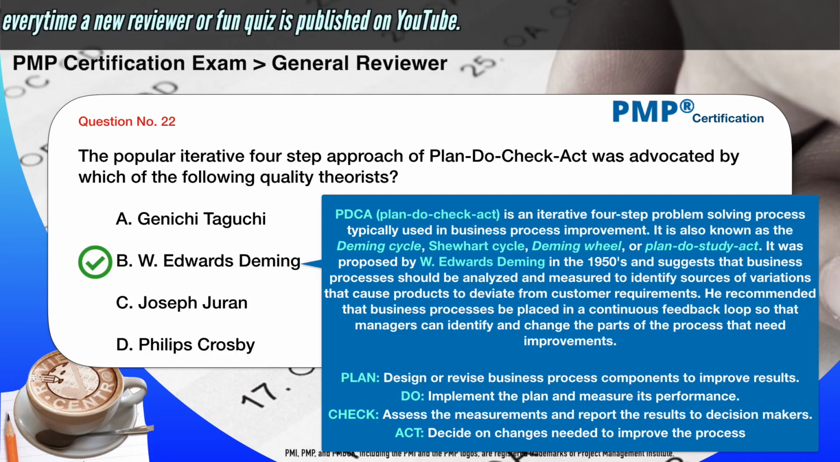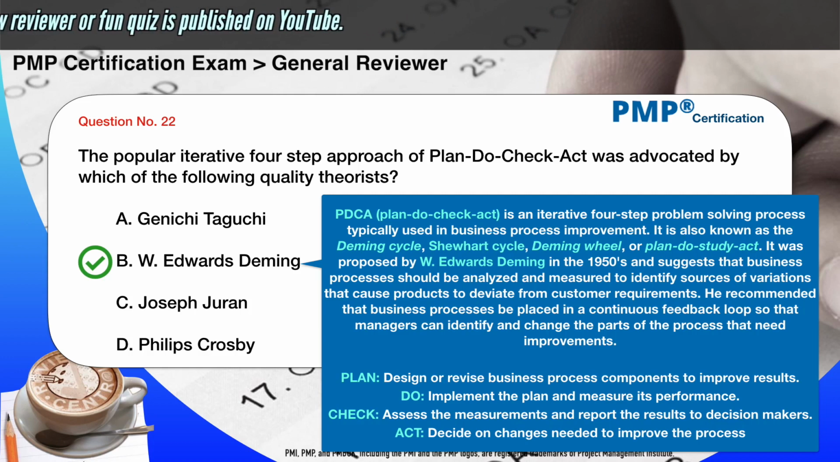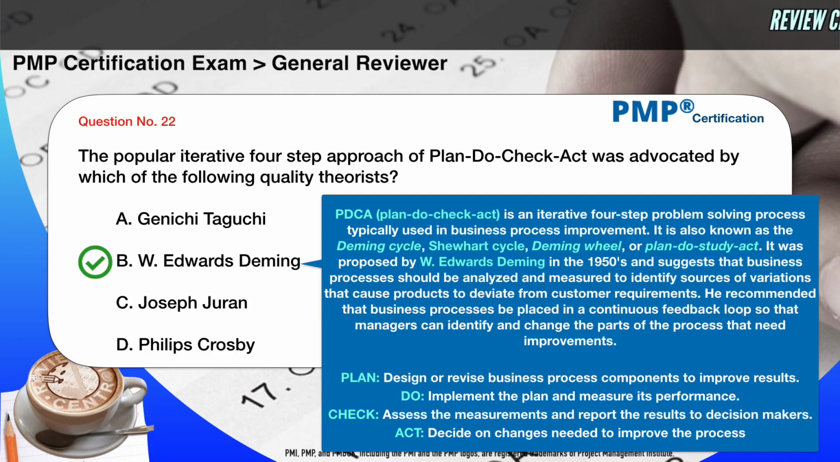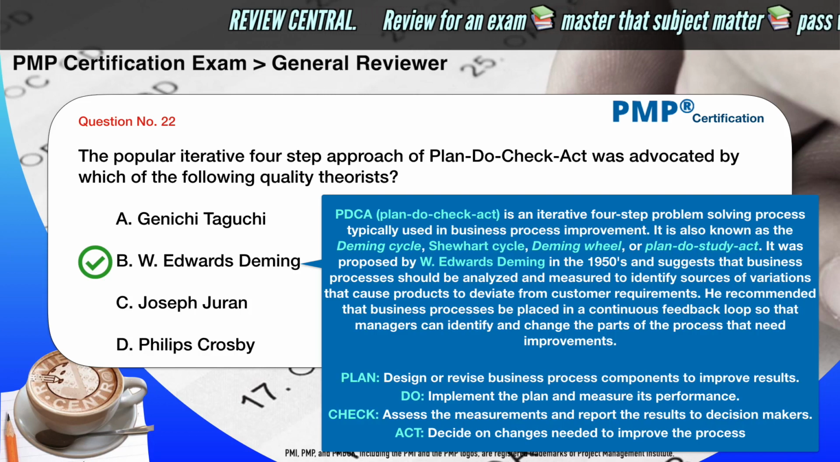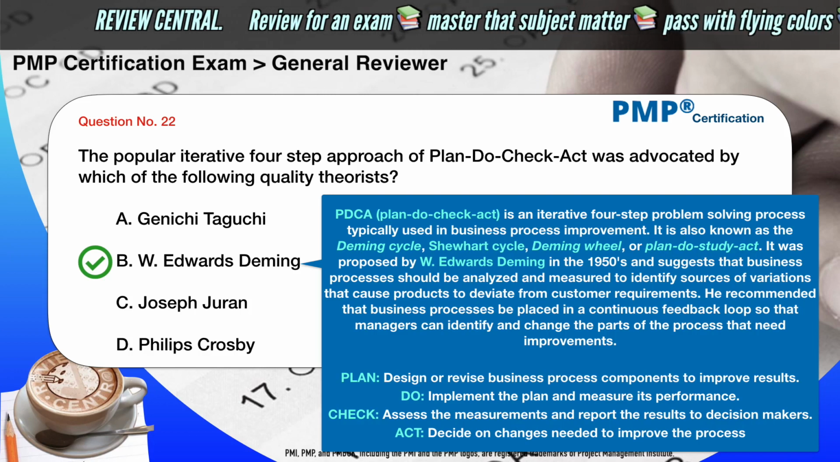It was proposed by W. Edwards Deming in the 1950s and suggests that business processes should be analyzed and measured to identify sources of variations that cause products to deviate from customer requirements. He recommended that business processes be placed in a continuous feedback loop so that managers can identify and change the parts of the process that need improvements.